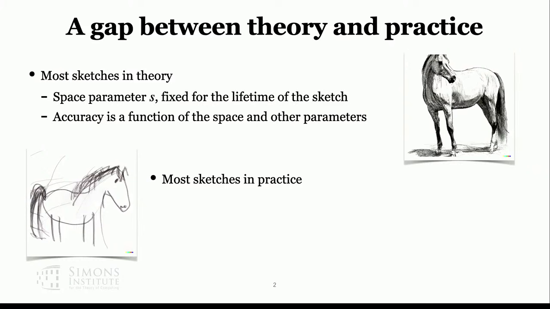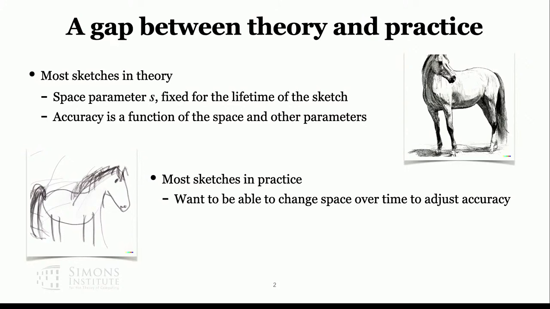Okay. So a lot of sketches, most I would say, space is a parameter. So when you construct the sketch, you say how much space it is going to use, or at least the bound on the space, and this is going to be fixed for the lifetime of the sketch. Okay. And then you get some accuracy as a function of space and other parameters. But as we also heard in some of the previous talks, actually in practice, you might want to be able to change the space over time to adjust the accuracy.